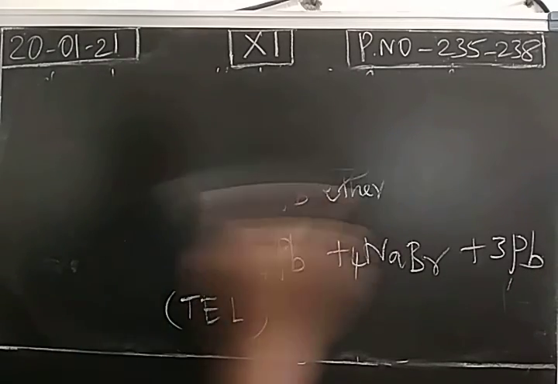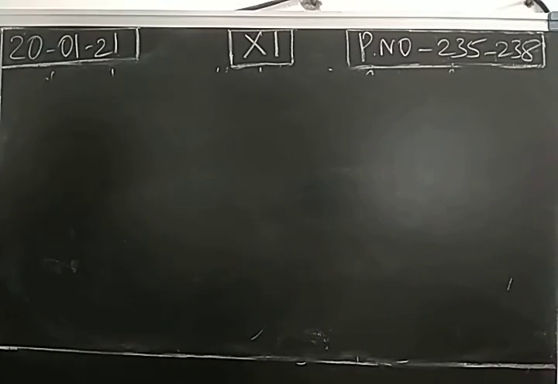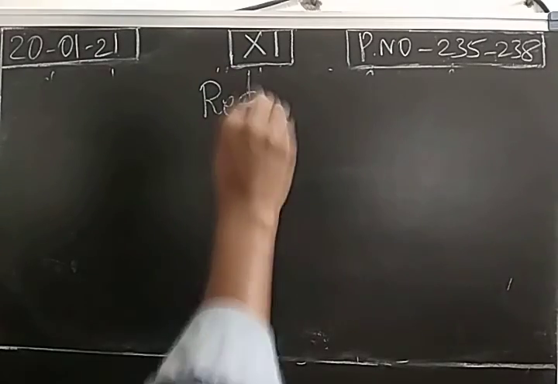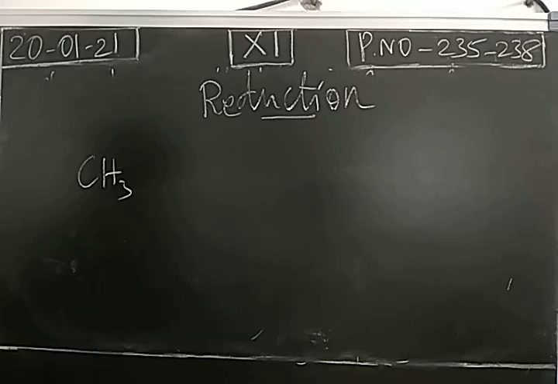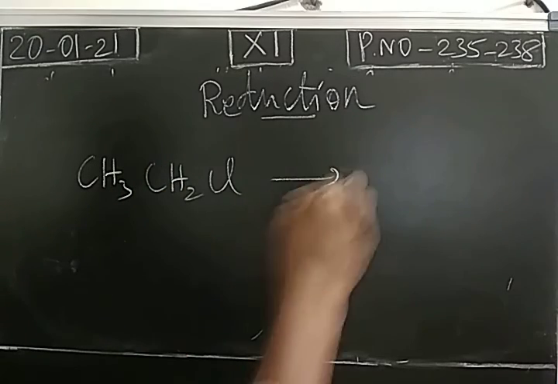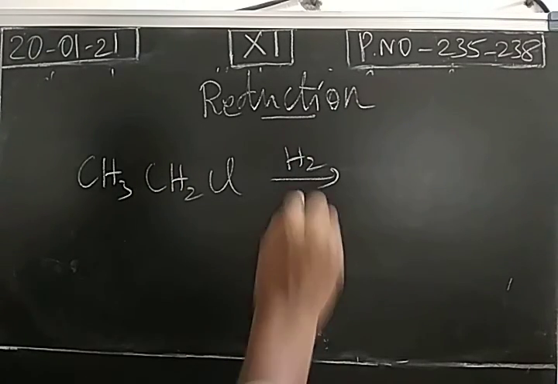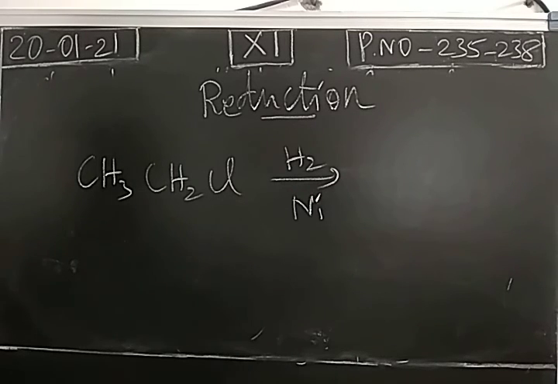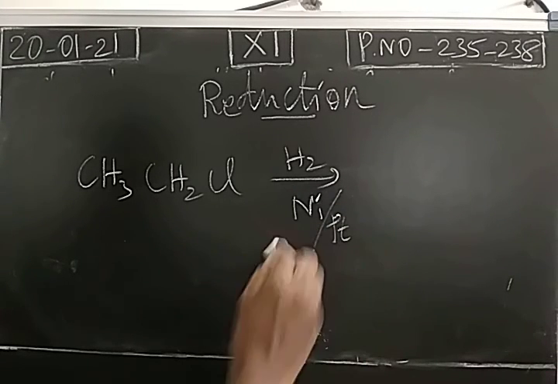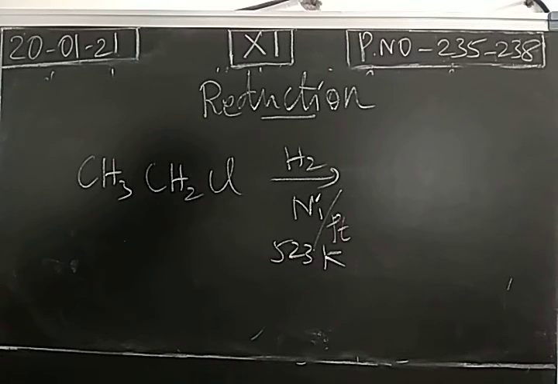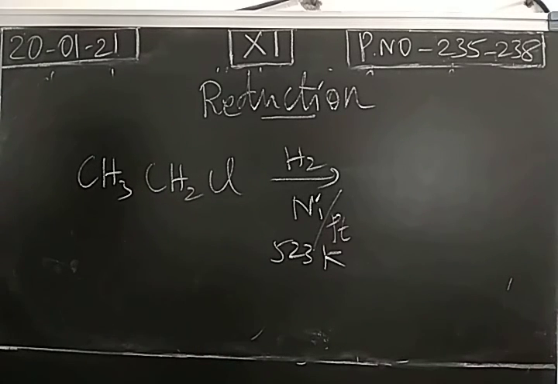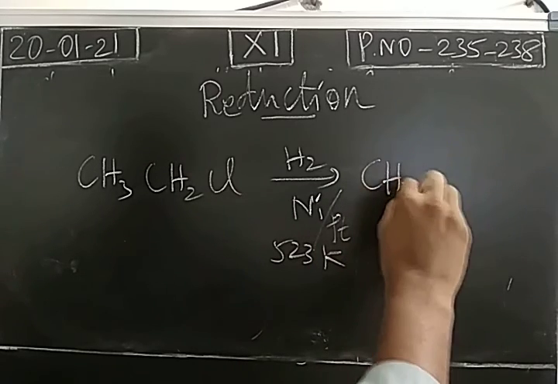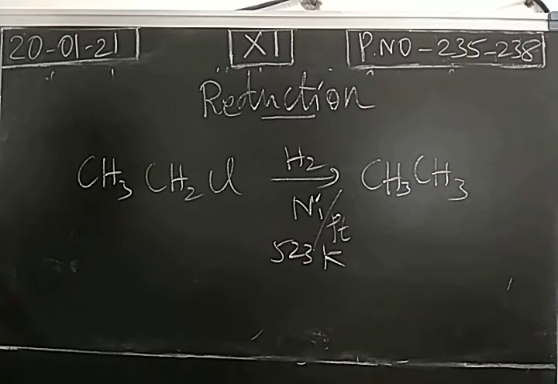The last chemical property of haloalkane is the reduction reaction. When alkyl halide is reduced in the presence of a metal catalyst like nickel or platinum or palladium at 523 Kelvin, the chlorine will leave and this will become an alkane. Okay, addition of hydrogen is a reduction process. So we will get ethane.